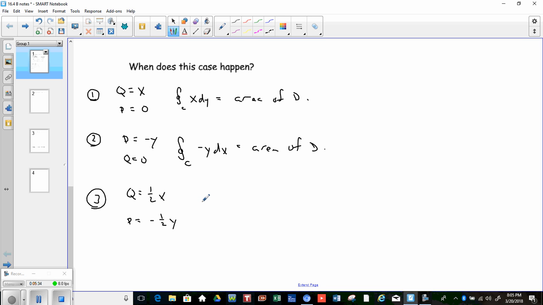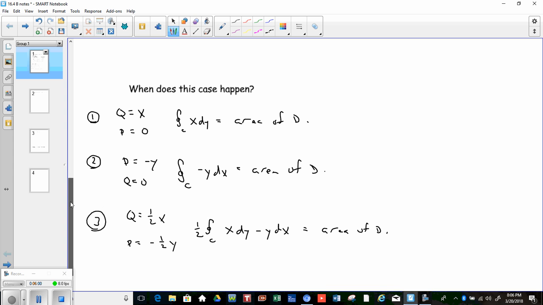So then what you would get is the integral over c. We could pull the 1/2s out to the front of x dy minus y dx. And again, that's going to give you the area of D. And again, you could check to make sure that this works.